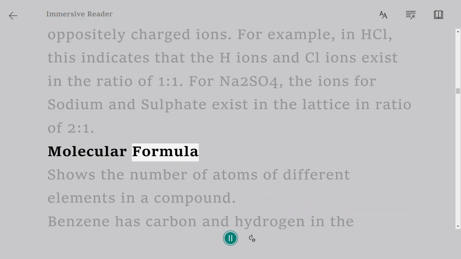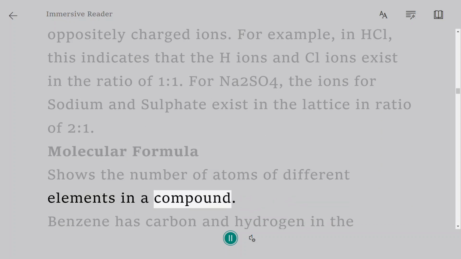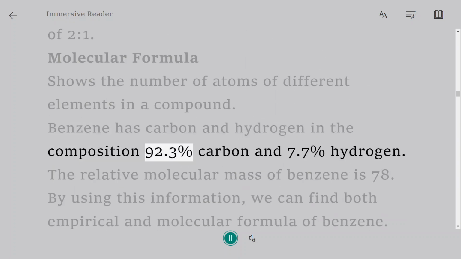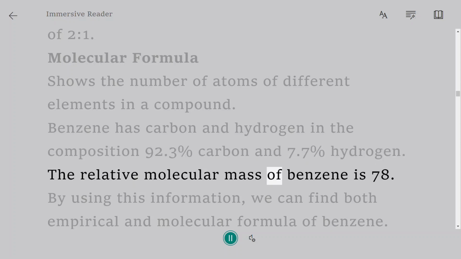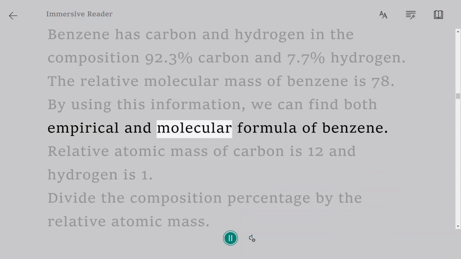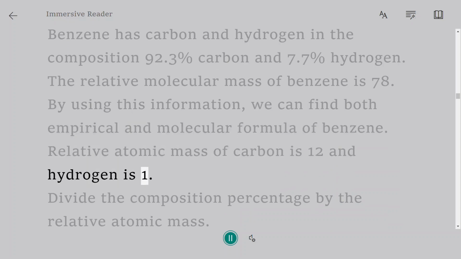Molecular formula shows the number of atoms of different elements in a compound. Benzene has carbon and hydrogen in the composition 92.3% carbon and 7.7% hydrogen. The relative molecular mass of benzene is 78. By using this information, we can find both the empirical and molecular formula of benzene. Relative atomic mass of carbon is 12 and hydrogen is 1.